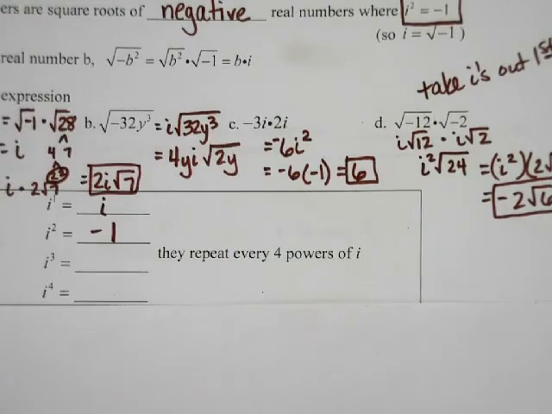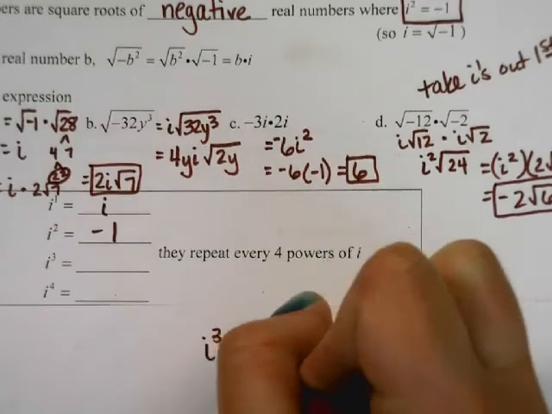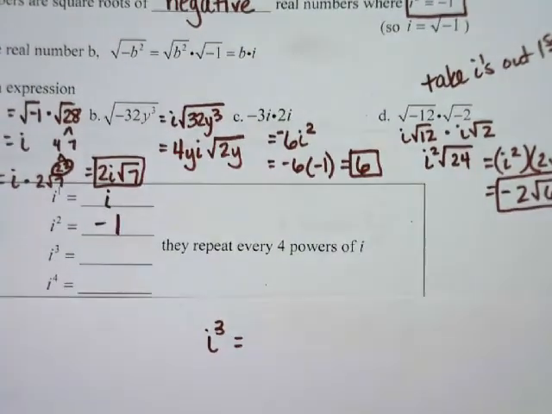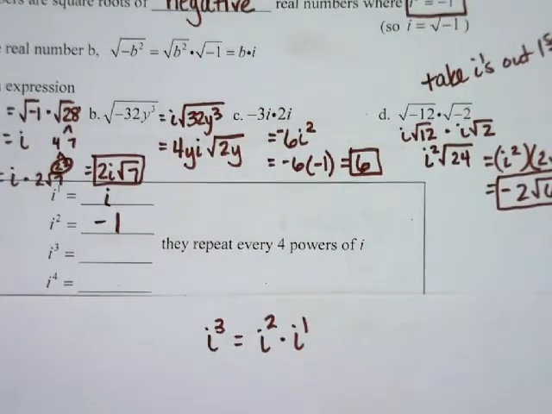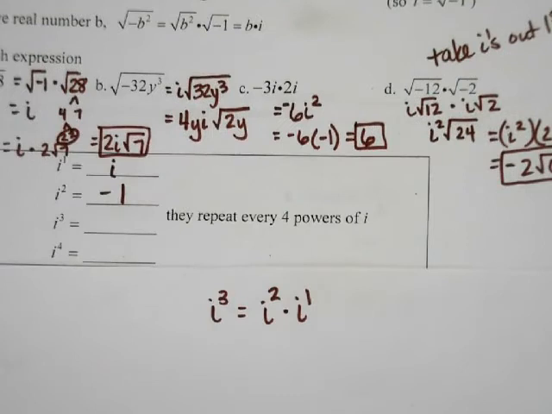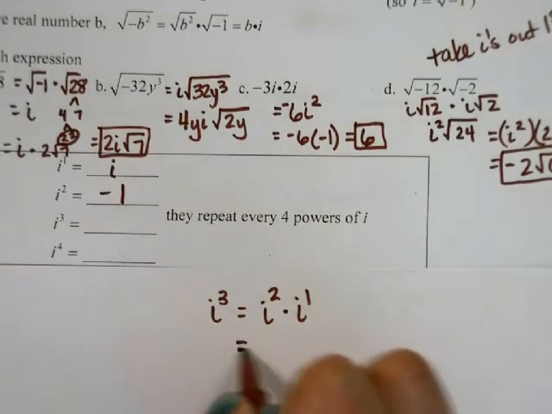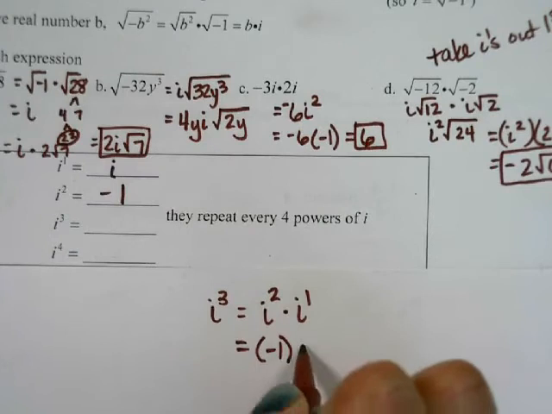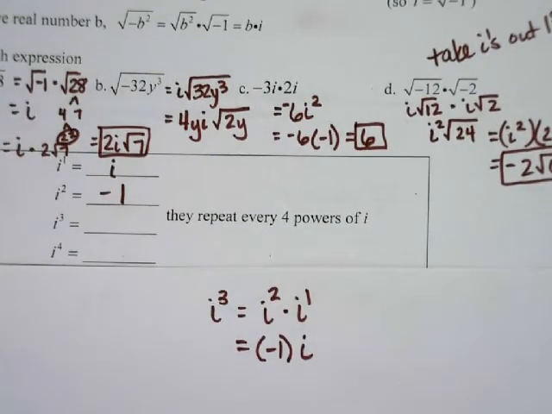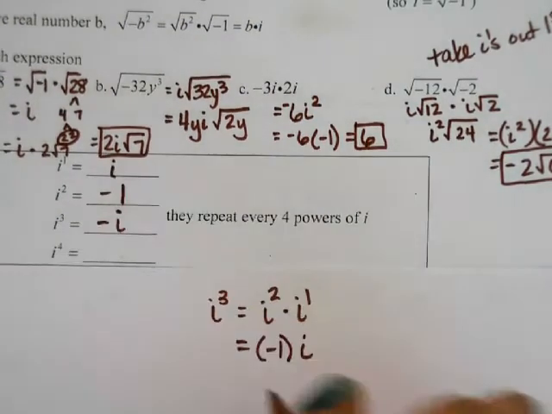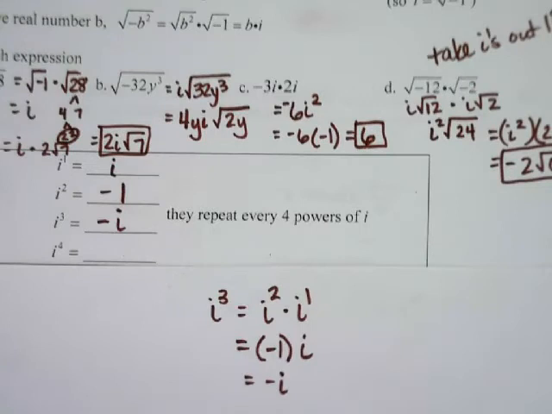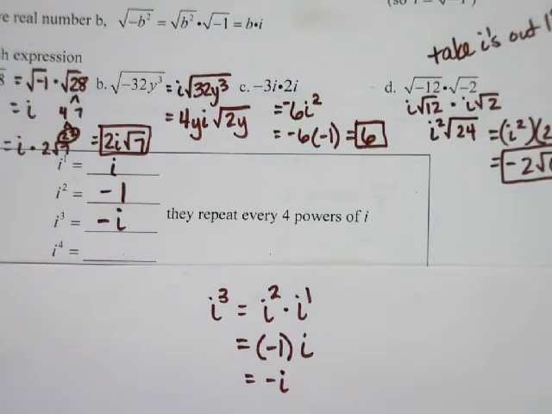Okay, i to the third power. Let's investigate i to the third. I could also write it as i squared times i to the first. Would you agree with that? So we know i squared is negative 1, and i we can write as i, so i to the third power is negative i. Mind blown a little bit.